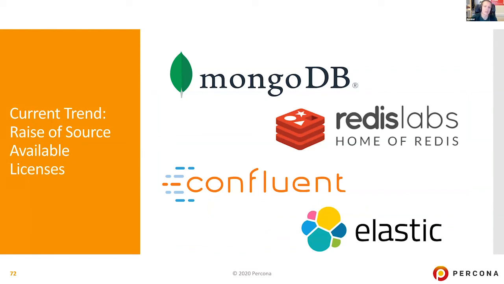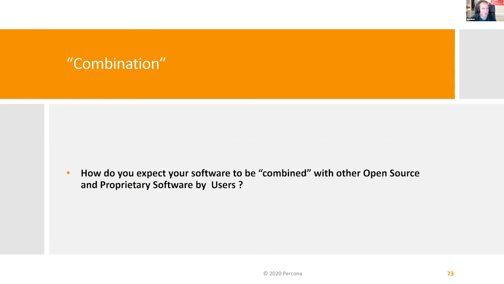Another interesting trend is obviously the rise of source available licenses. At least in the database space, you can see that because of that fear of the cloud, a lot of companies are moving at least some of their software under source available licenses to prevent that kind of competition.